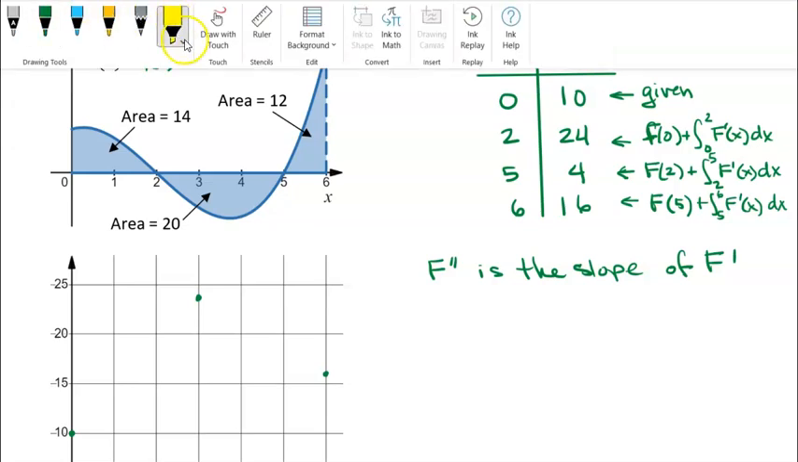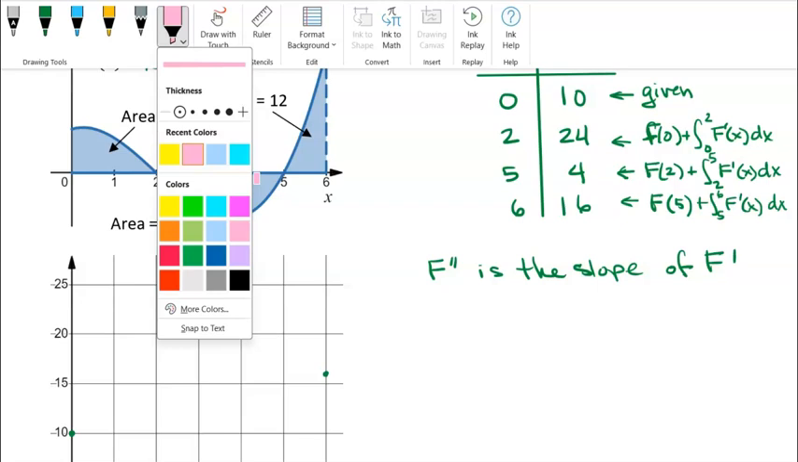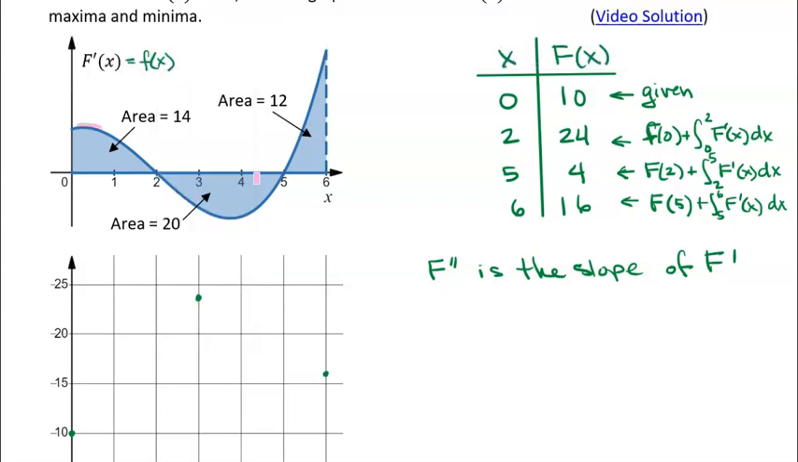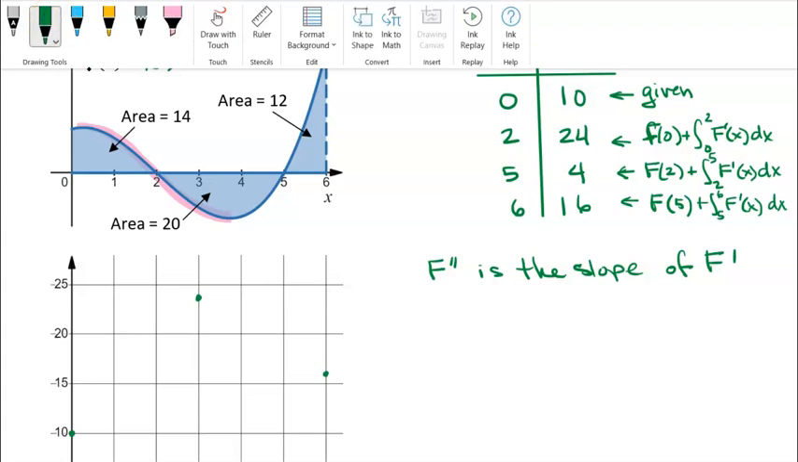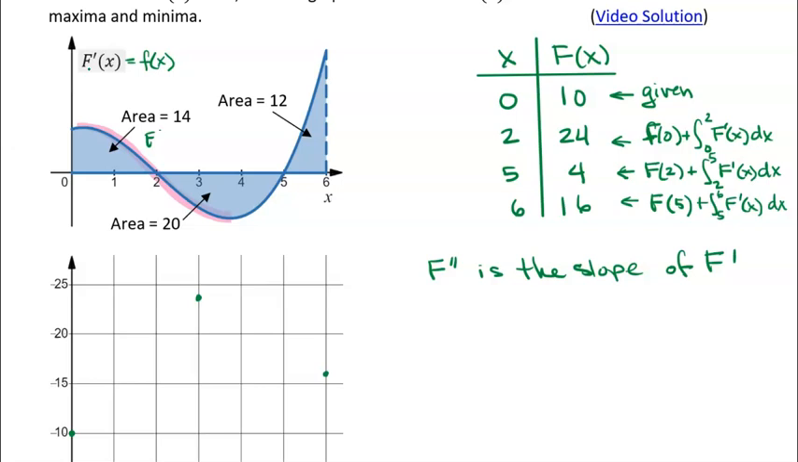So let me get a highlighter here. I'm going to use pink for negative. I can see that the slope is negative for this portion of the curve. What is that telling me? That's telling me that F double prime is negative. So F is concave down over that interval until about, I don't know what that is, a little over 3.5.